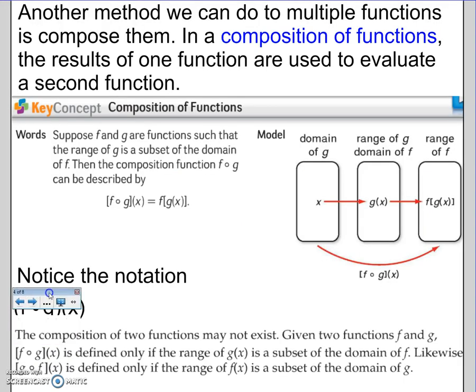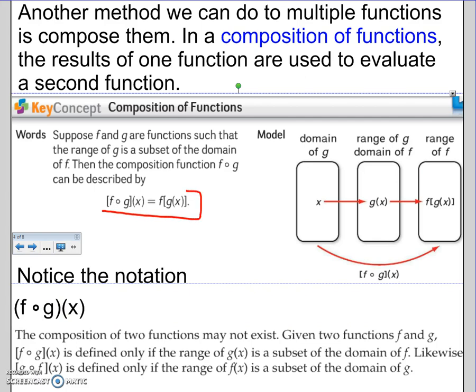Besides that, there's another method we can use to combine multiple functions, and that's called composing them. In a composition of functions, the results of one function are used to evaluate a second function. What that means is the answers of the first one are used for the second part. Right here, I want you to look at the notation.